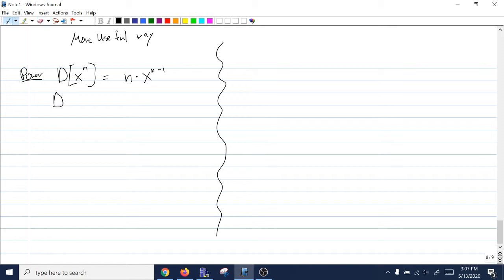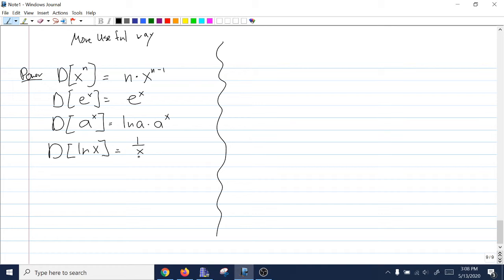We know the derivative of e to the x is e to the x. We know the derivative of something else to the x is the natural log of the base times that something else to the x. We know the derivative of natural log x is 1 over x. These are the 4 things we know how to take the derivative of. 2 of them are specific functions, 2 of them are classes of functions. Well, the chain rule tells you how to take the derivative of not x to the n, but anything to the n.